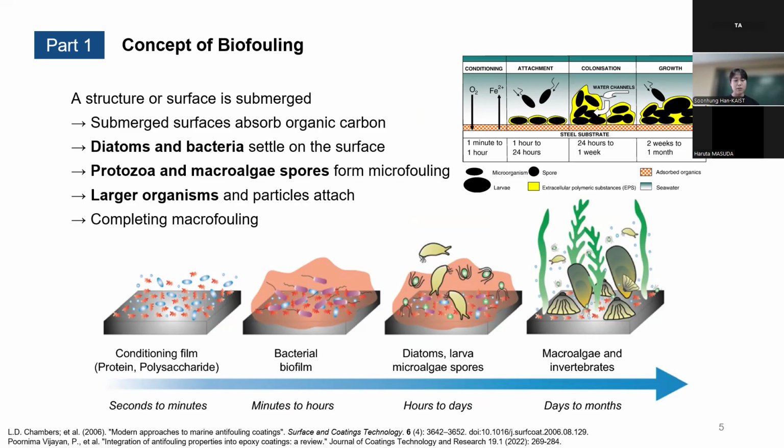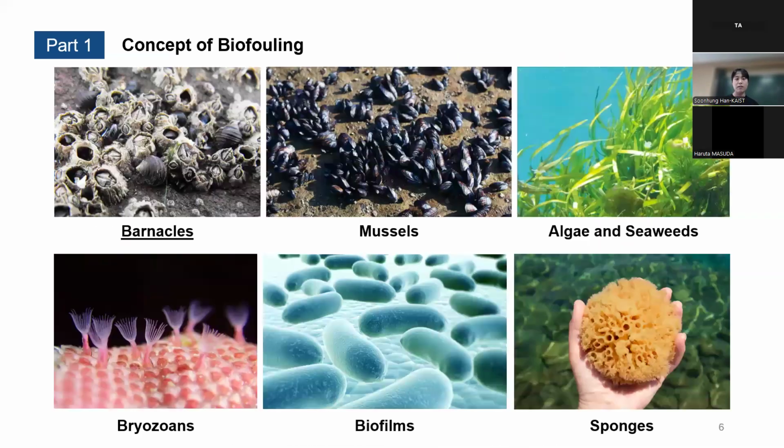When a structure or surface is submerged, the surface absorbs organic carbon, diatoms, and bacterial cells. Then protozoa and macroalgae spores form microfouling. So the larger organisms attach to the surface, completing the macrofouling process. The organisms shown in this illustration are typical examples of those causing biofouling. As you know, they include barnacles and mussels, algae and seaweed, etc.